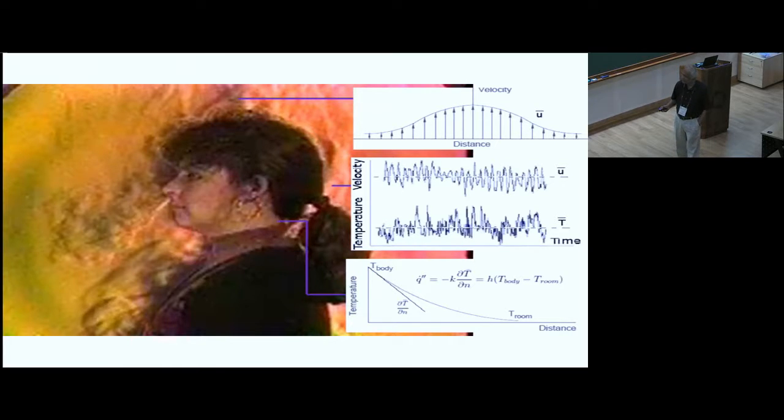This is a Schlieren picture of a person sitting and breathing in a colder environment, and the flow around her is clearly turbulent. If you were to take either a velocity or a temperature reading anywhere, you'd get almost random fluctuations.